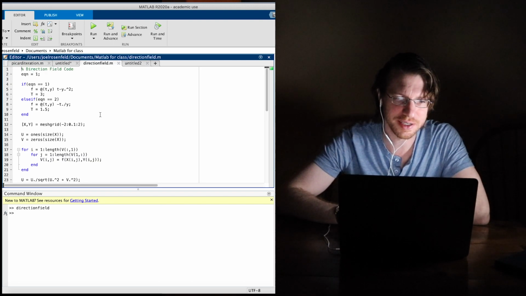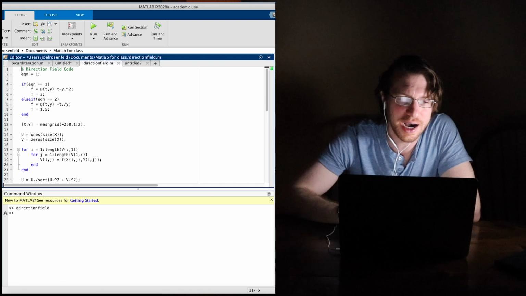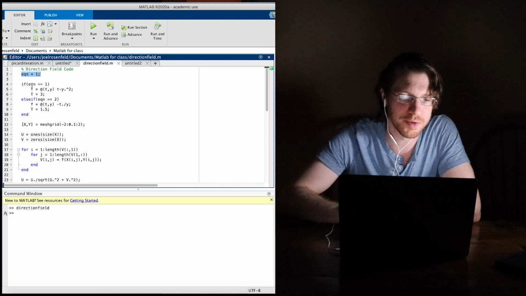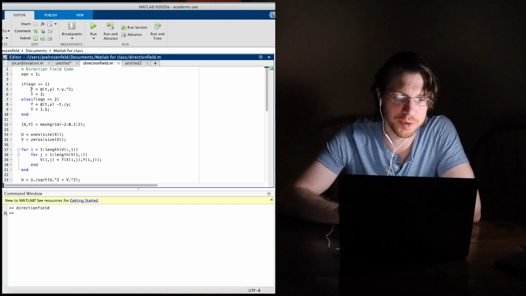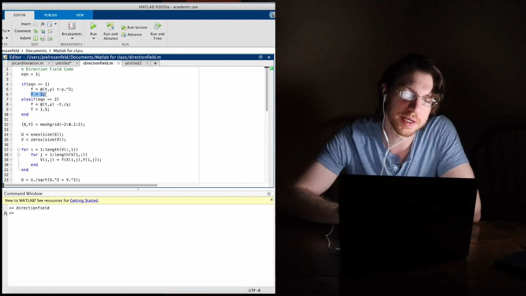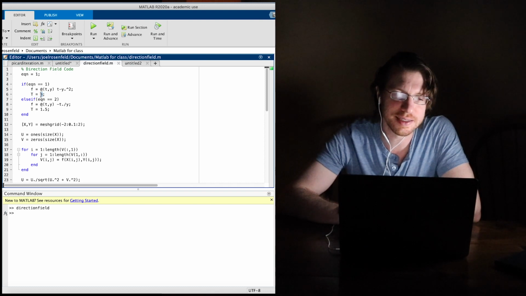Let's see. So let's take a look at the direction fields. Okay, so here I have two equations. So I'm toggling between them like I did before with this variable here. And so the first equation is going to be t minus y squared. I think this was one of the examples we talked about. And I set the t to be equal to 3.